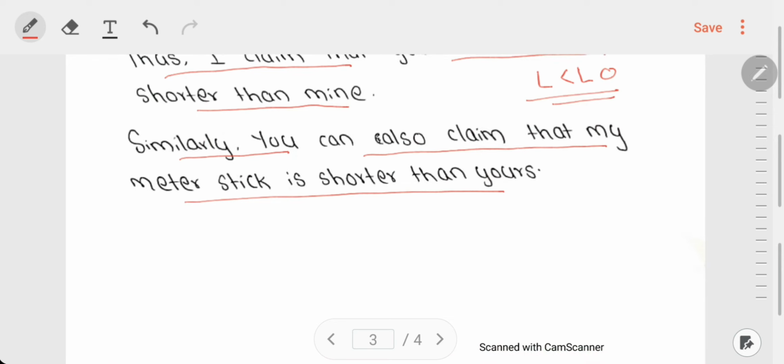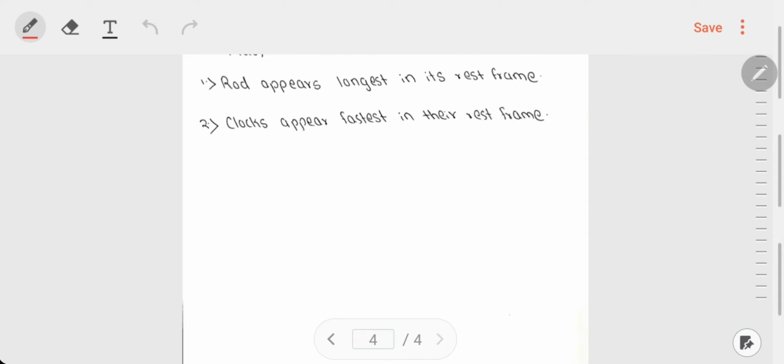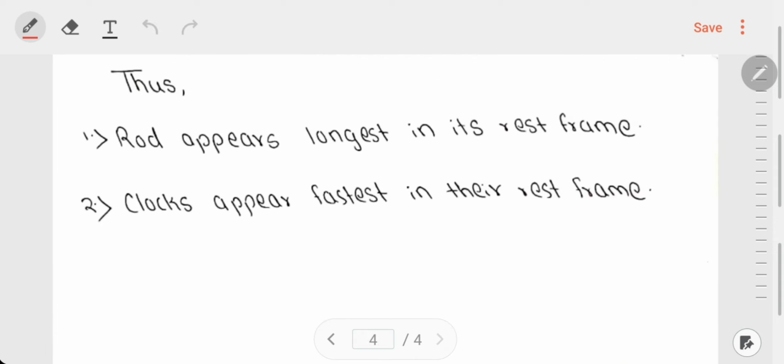Or even when you are in the train, if I can see you moving towards right, you can see me moving towards left, and you can say that you are stationary and I am moving, and therefore you can also claim that my meter stick is shorter than yours. Okay, now this was all about length contraction for this lecture.